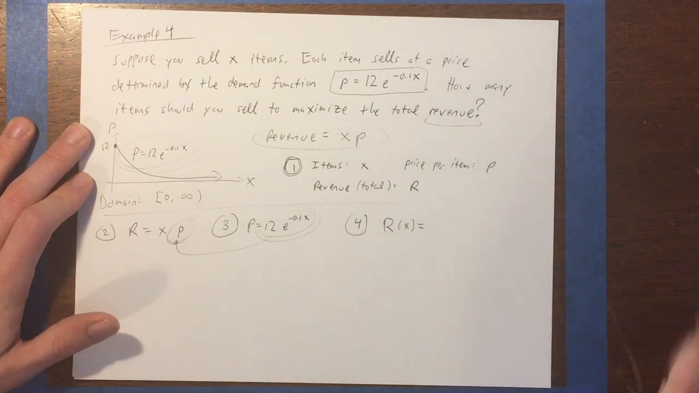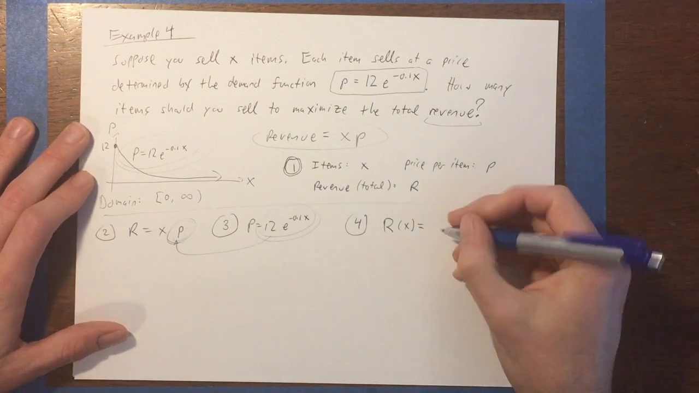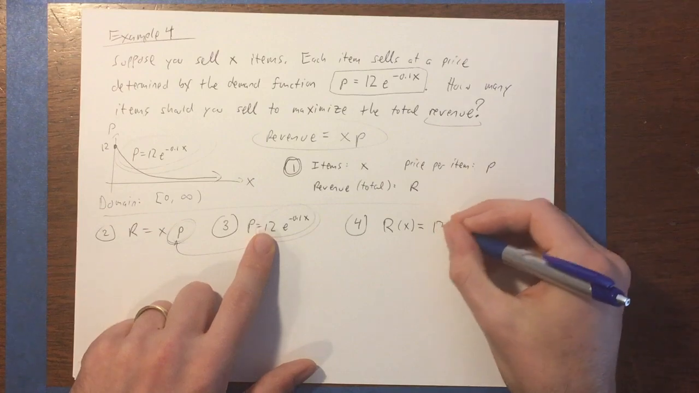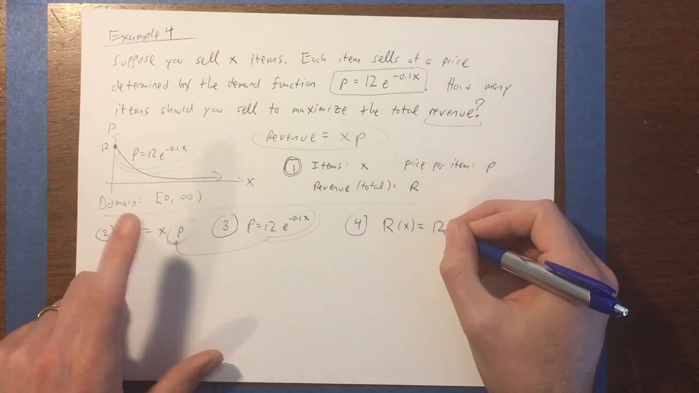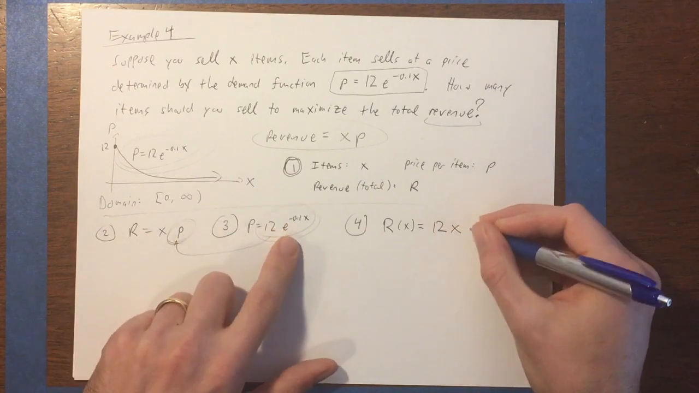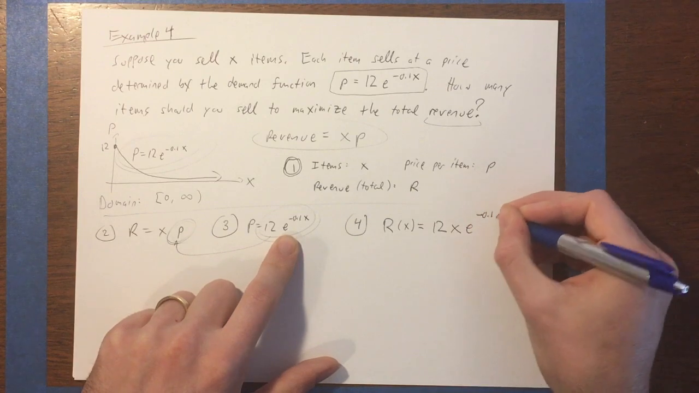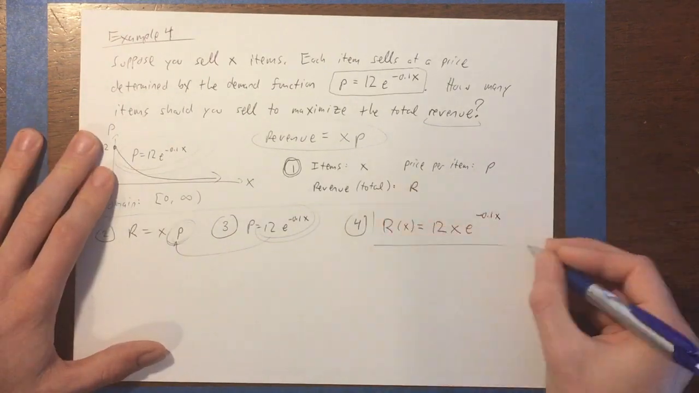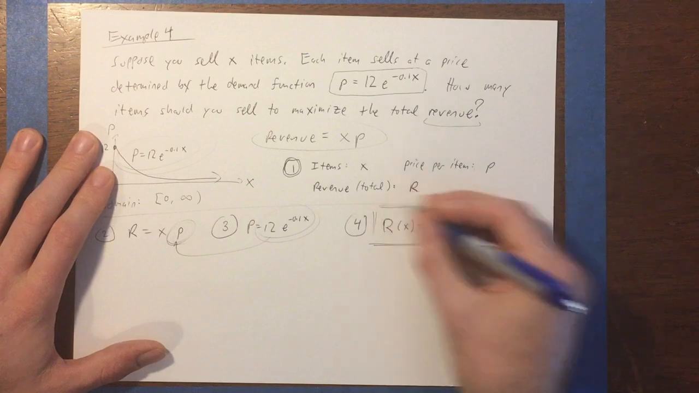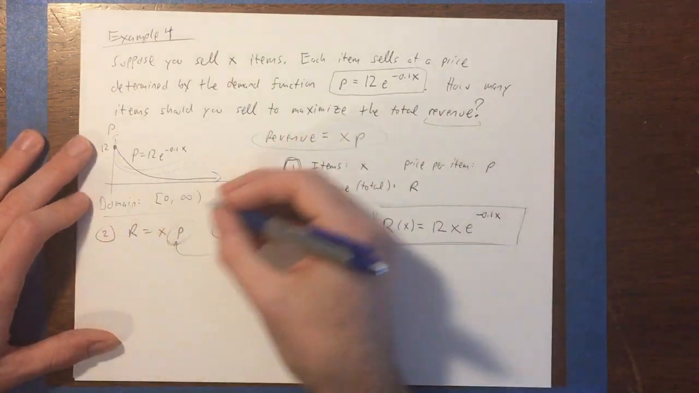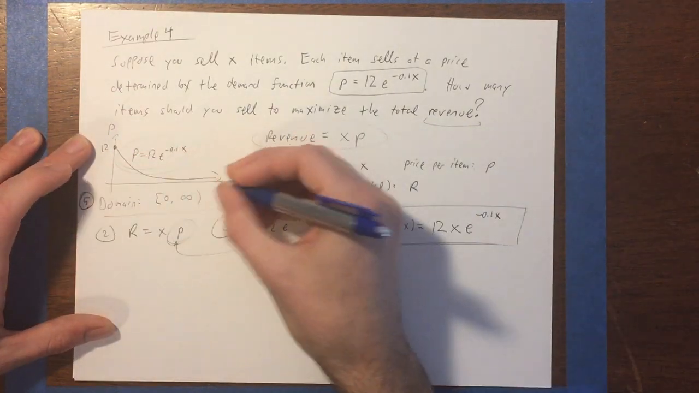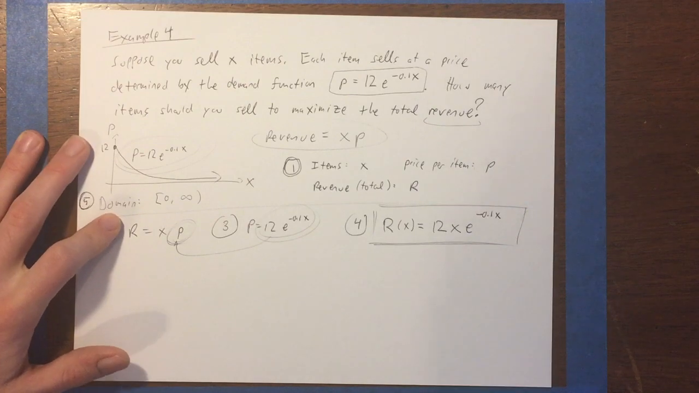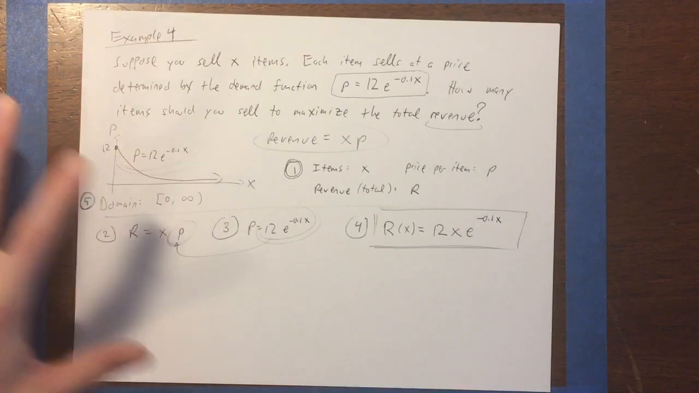Revenue is a function of how many items you produce and sell. Will be, I'm going to put the 12 out front because I like to put constants in front, and then I'm going to put the x, and then I'm going to put the e to the power negative 0.1x. And that is our function. Now the domain in step 5, I'll put a little 5 over here. Domain we already figured out. That's going to be 0 to infinity.